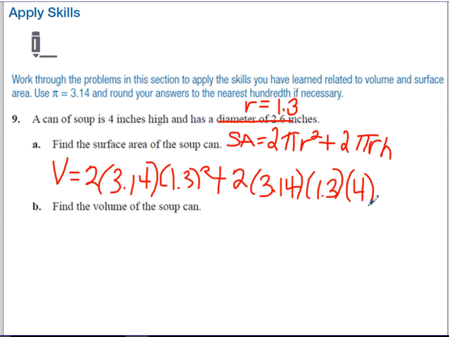And the directions tell us to round to the nearest hundredth or 2 decimal places when necessary. And that gives us 43.27. And again, area, even if it's surface area, is in square units, so it's inches squared.